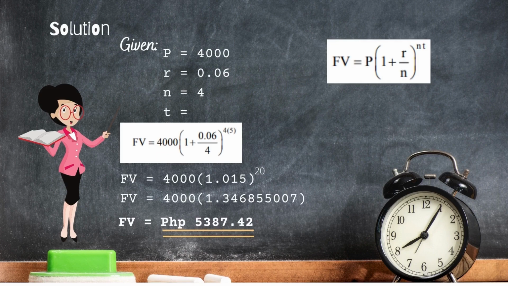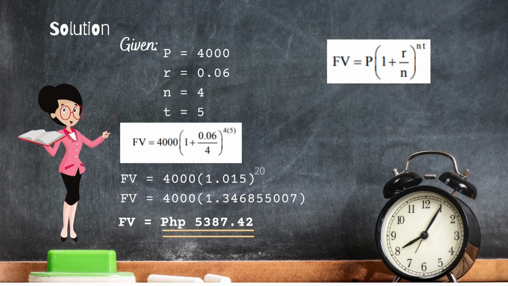So here's how we're going to solve the problem. It is very important that you take note of the given in the problem. In this case, the given are: P, or the principal, is 4,000, R, or the rate in decimal form, is 0.06, N is equal to 4, and T is 5 years.